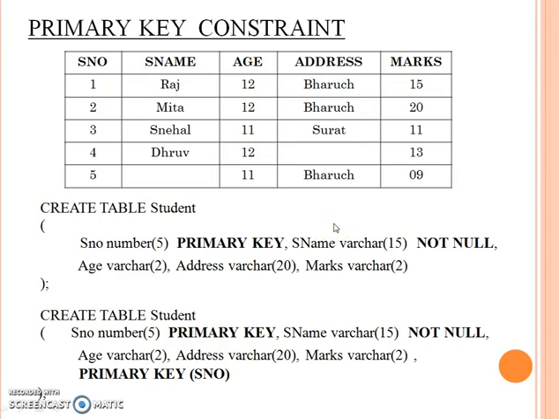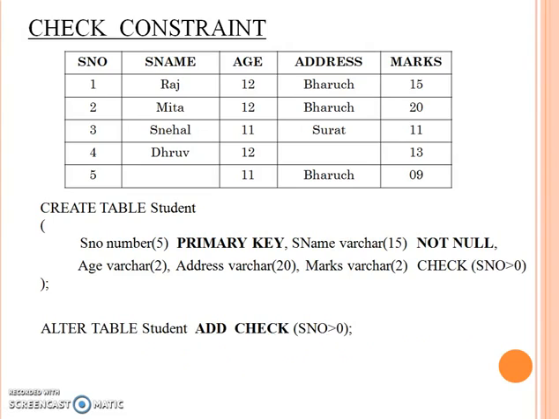Primary key constraint. The column can be given a primary key constraint by giving primary key with the column at the time of creation. Or else I can specify the primary key at the end of the table, and the particular column for which I want the primary key to be generated, I have to write in brackets.